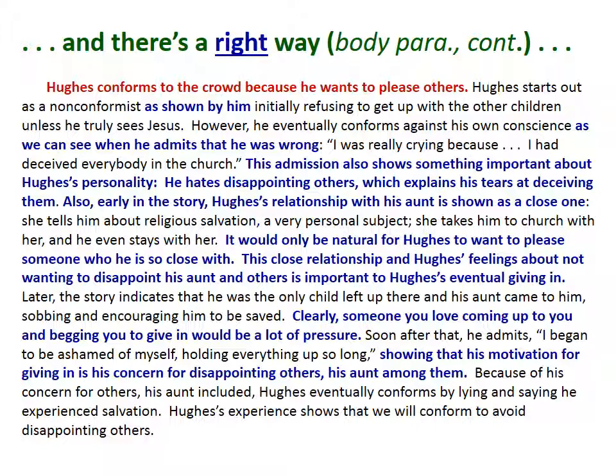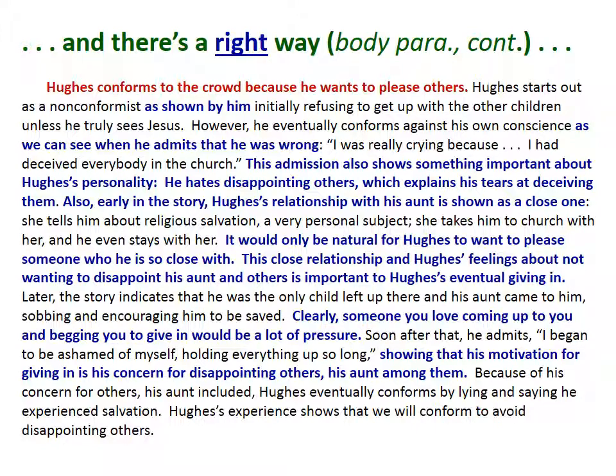when we were given this piece of evidence about why Hughes was crying, "I was really crying because I had deceived everyone in church," now we get the explanation for how that proves that he's obeying authority because he doesn't want to disappoint others. "This admission shows something important about Hughes' personality. He hates disappointing others, which explains his tears at deceiving them." So now the student has given a reason why she has used that piece of evidence. So now it's clear to readers what the connection is of that evidence.